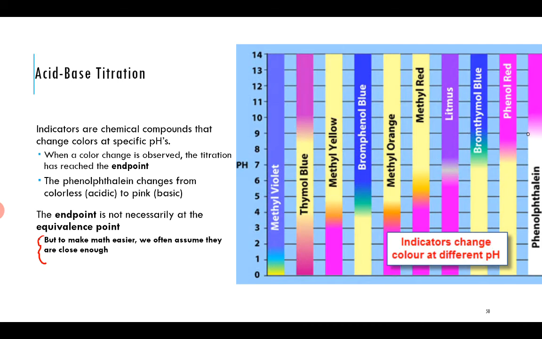But you can see that some of these things change colors. Phenolphthalein is the one that we'll be using in lab, and that changes colors right around here. But we'll be saying that's close enough to pH 7 that we'll call it good. So when we are completely neutralized, we're going to be changing colors. Phenolphthalein changes from clear to light pink, and some of these other ones also have some pretty cool color changes depending on pH.